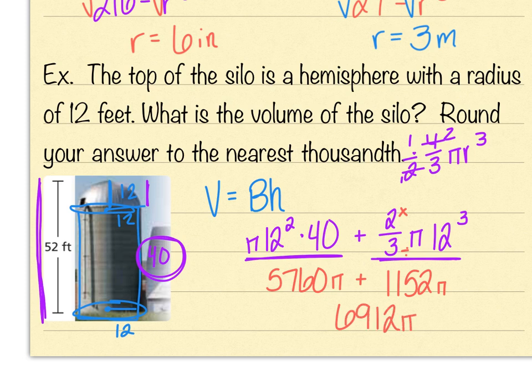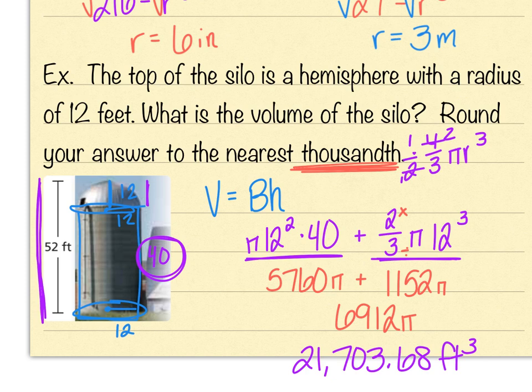It does say round to the nearest thousandth, which is 3 decimal places. So when I multiply by pi, I can do that. And I actually don't have 3 decimal places if I use 3.14. If you use the pi button, you will. But the answer is 21,703.68. And since we're talking in feet, this will be feet cubed.